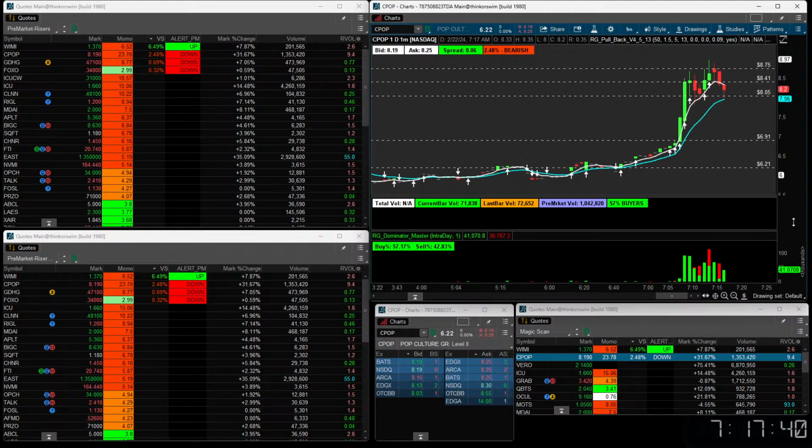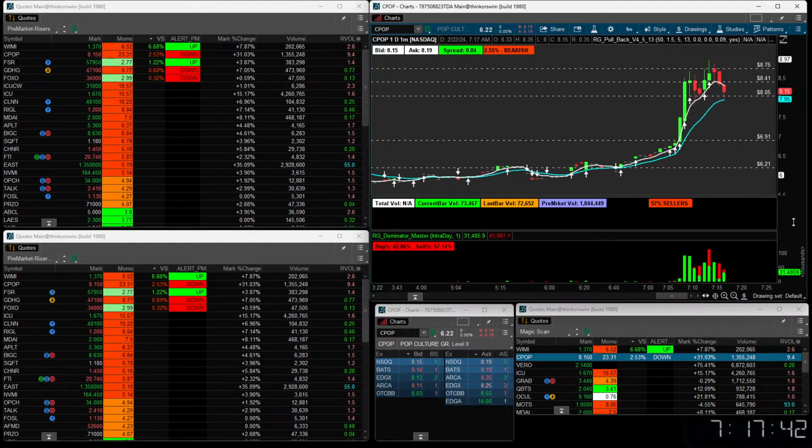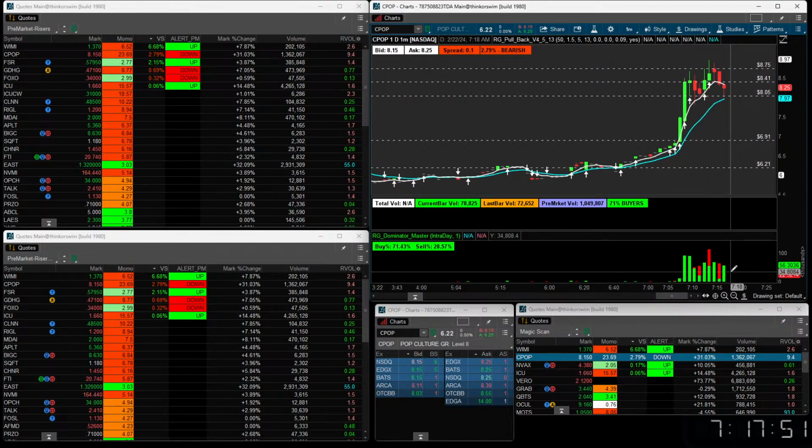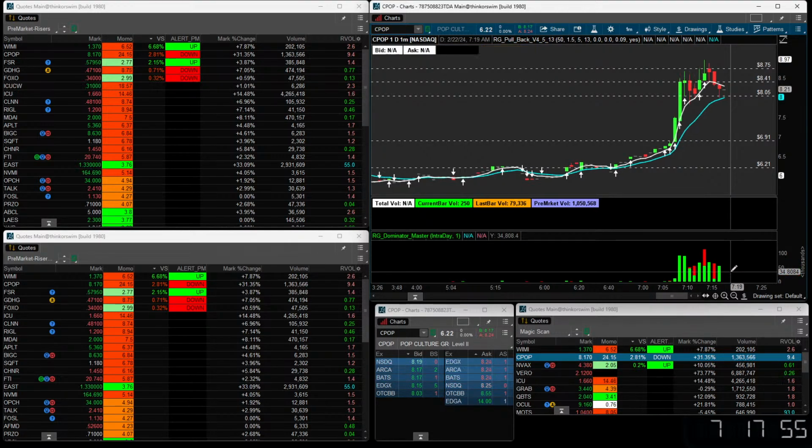So it's kind of like a second chance. Green bar coming in. You have to really pay attention to what the buyers and the sellers are doing here.